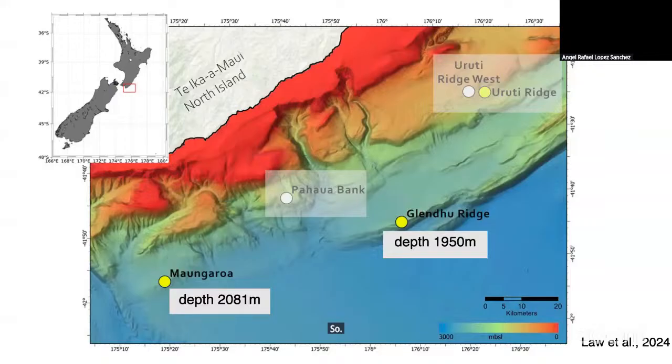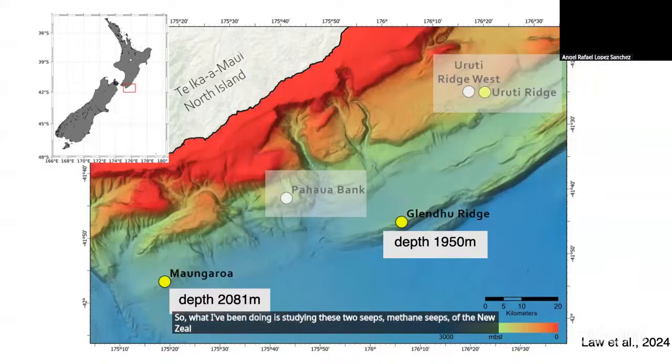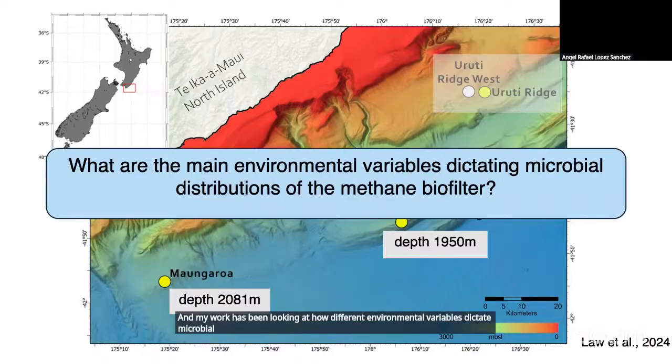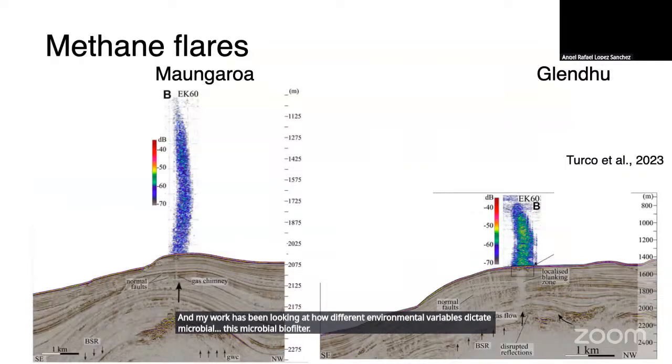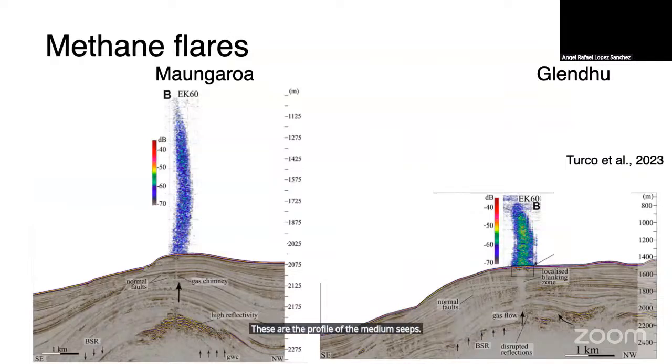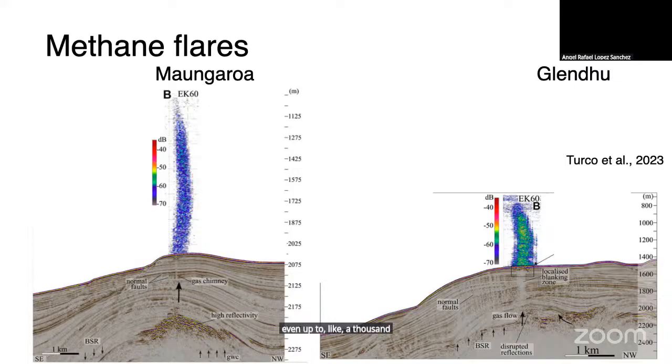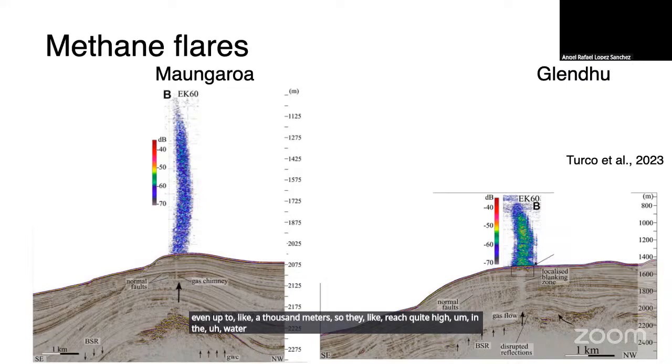So what I've been doing is studying two methane seeps off the coast of New Zealand, called Mangaroa and Glendu. My work has been looking at how different environmental variables dictate this microbial biofilter. These are the profiles of the methane seeps. You can see here is the seafloor, and they go up to even about 1,000 meters, so they reach quite high in the water column for Mangaroa and the Glendu seep.